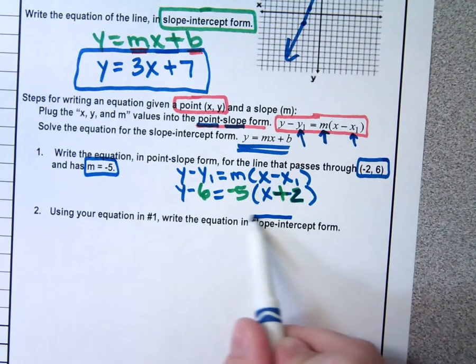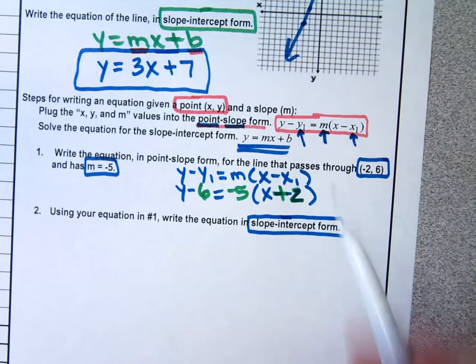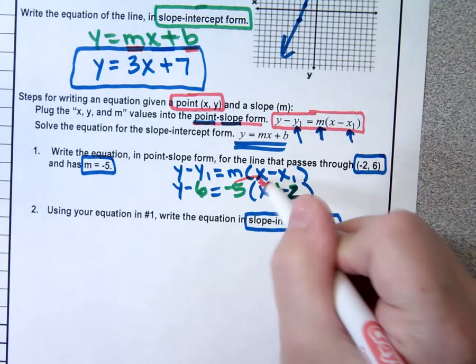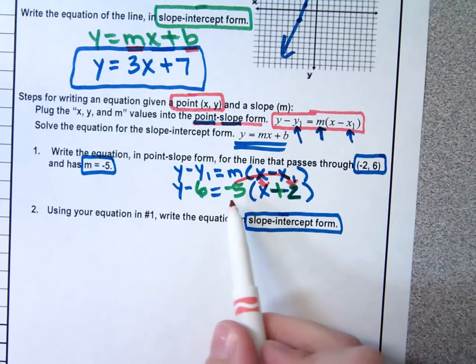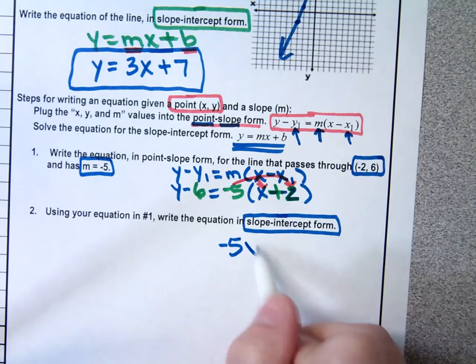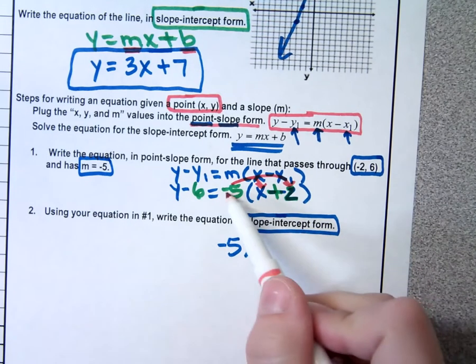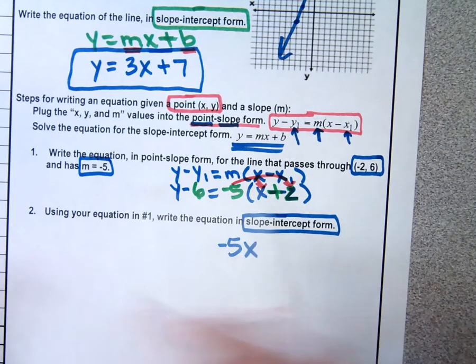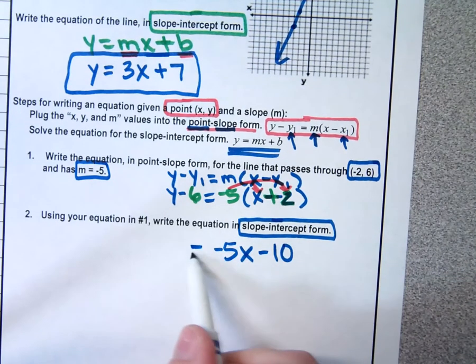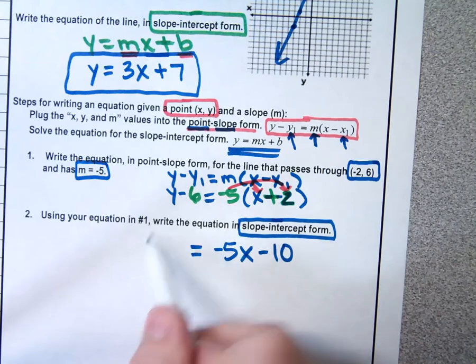And now we're going to convert it to slope-intercept form. So we want to get rid of these parentheses. So I'm going to do that by distributing. So what do you get if you take -5 times x? -5x. What do you get if you take -5 times a +2? A -10. And I just bring down my equals, and I just bring down my y minus 6.